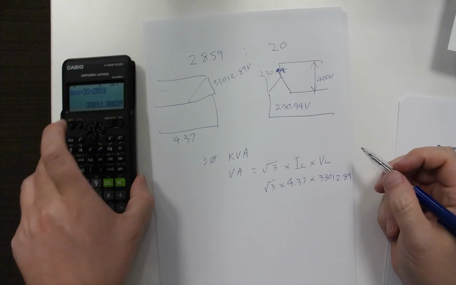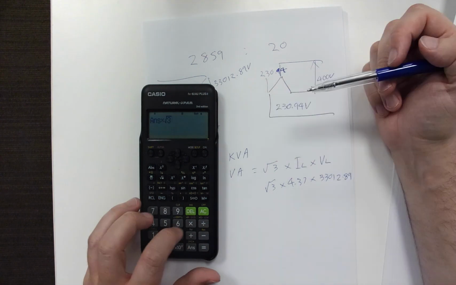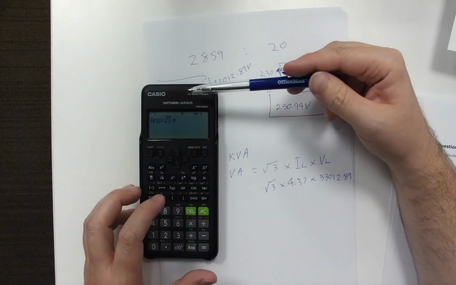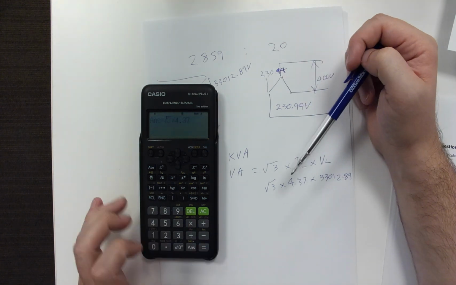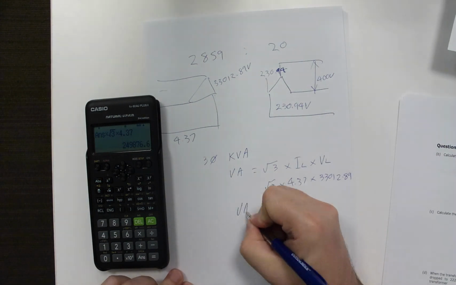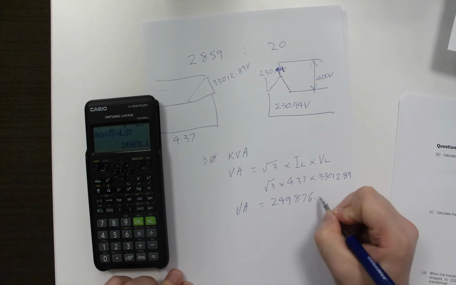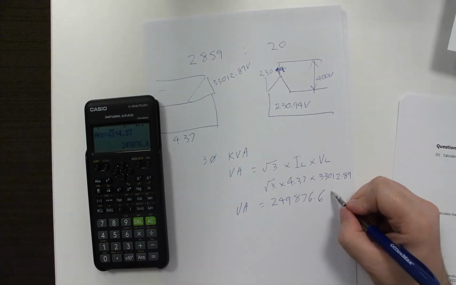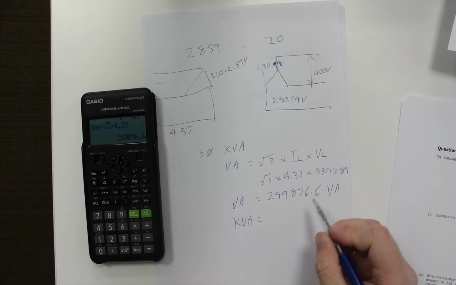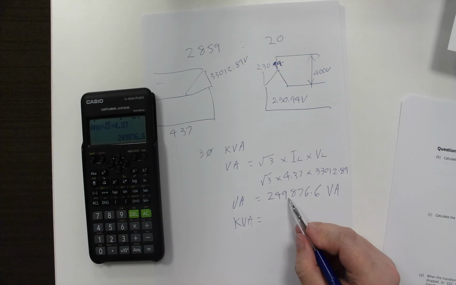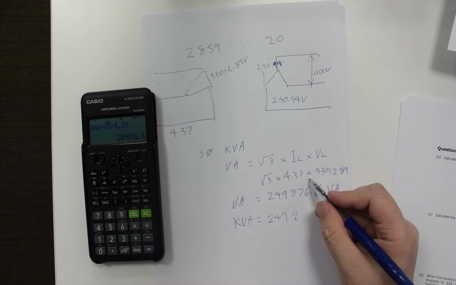33,012.89. That's still in the calculator, so I can just multiply that by root 3 to get out of the square root, so I don't screw that up, and then times by our 4.37, and we get VA equals 249,876.6 VA. We need to work out our kVA. So we just move our decimal place 3 to the left, which gives us 249.87.